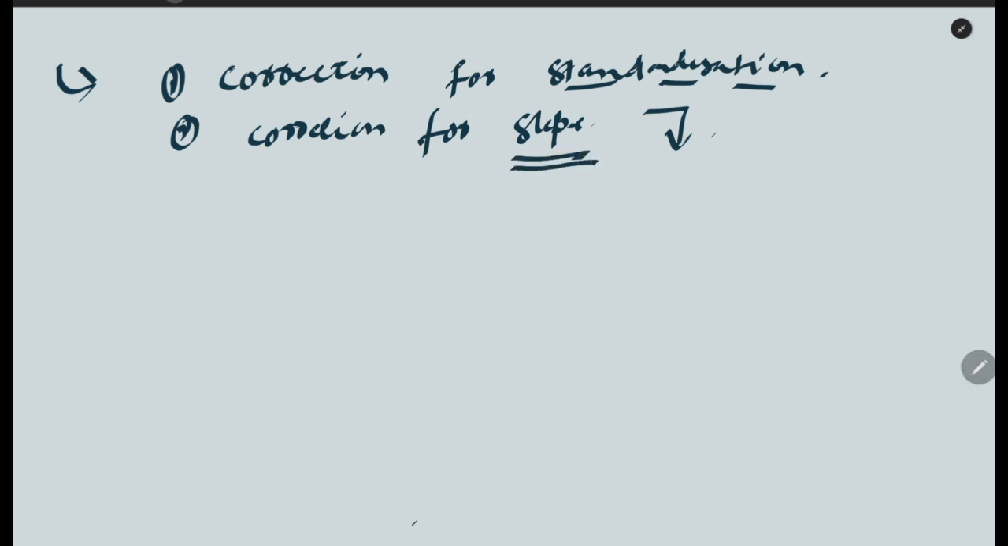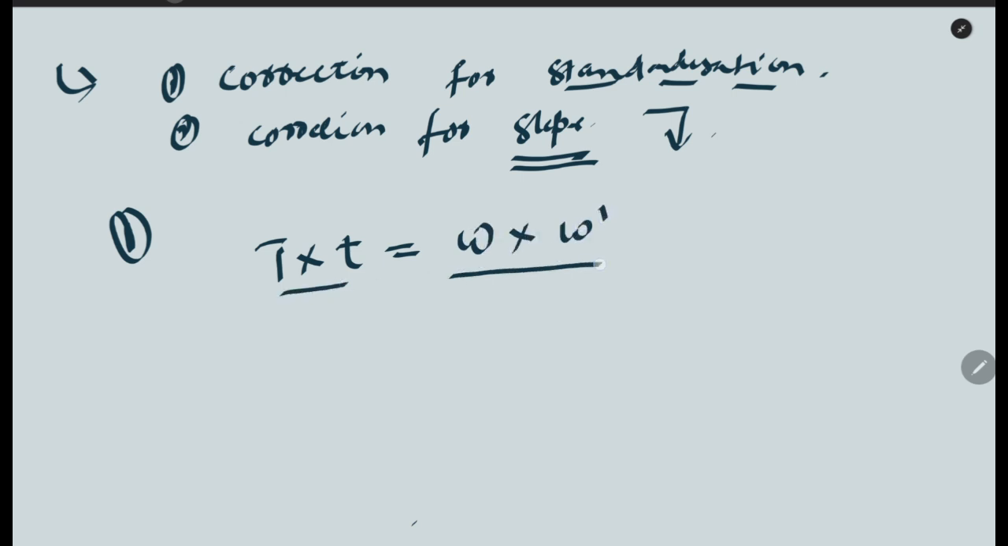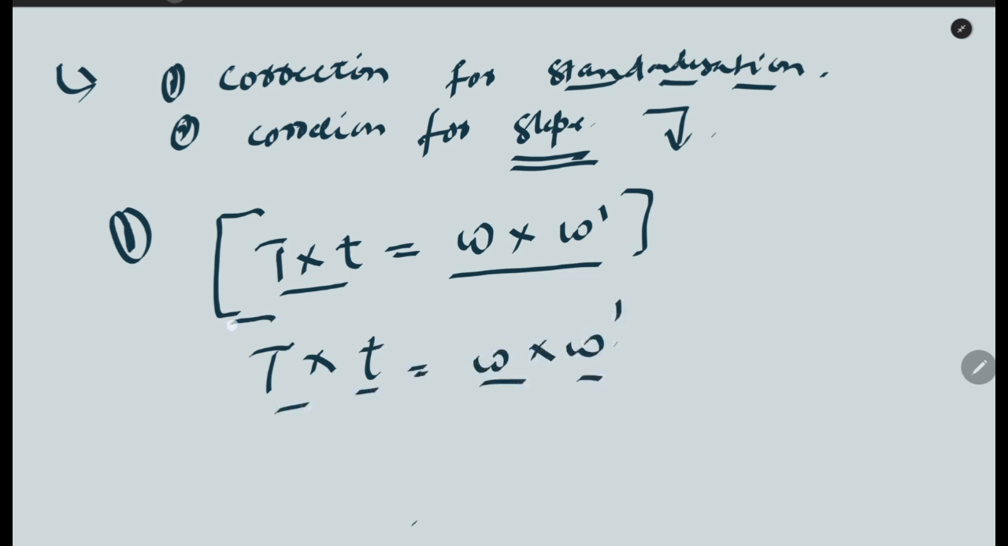We have many types of errors, but when we talk about measurement done with the chain, there are the main two. For the first one, correction for standardization, what we say simply is true into true is equal to wrong into wrong. This is the concept. What does this mean? It means true length into true length is equal to wrong length into wrong length. This is the concept of this total.